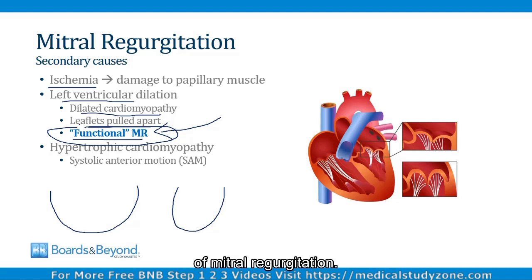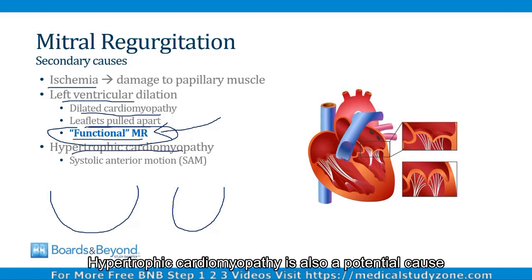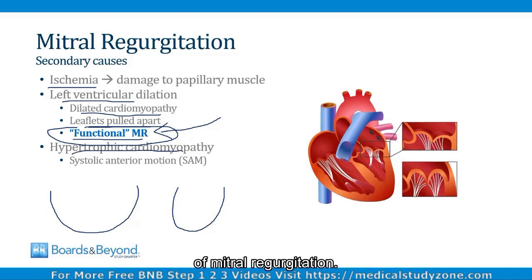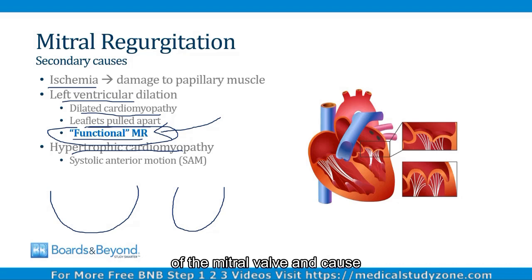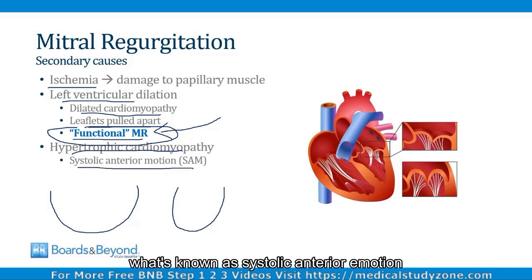Hypertrophic cardiomyopathy is also a potential cause of mitral regurgitation. I talk about this in another video, but in patients with this condition, there is a high velocity of blood flow out of the left ventricle. This high velocity flow can tug on the anterior leaflet of the mitral valve and cause what's known as systolic anterior motion of the mitral valve. Over time, this tugging on the mitral valve leaflets can lead to significant mitral regurgitation.